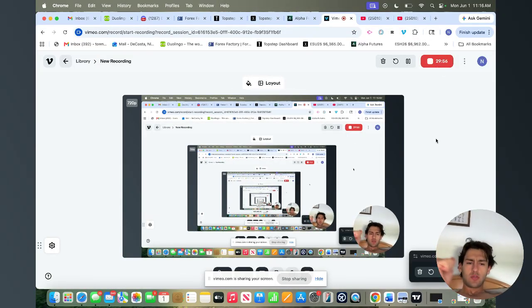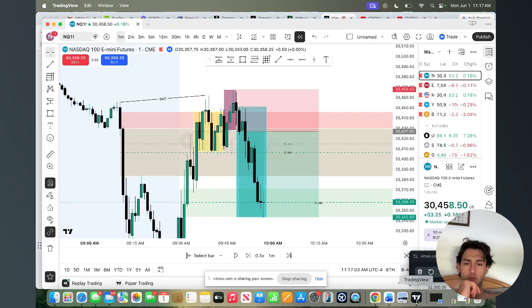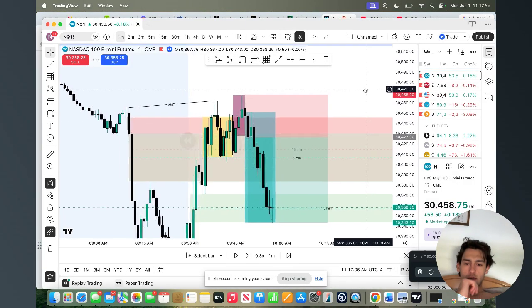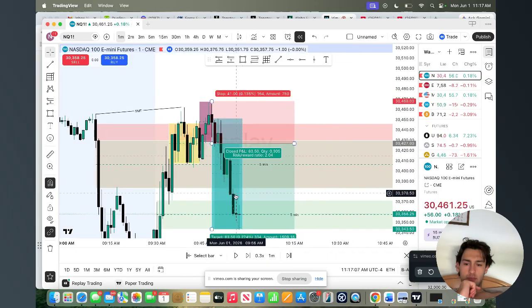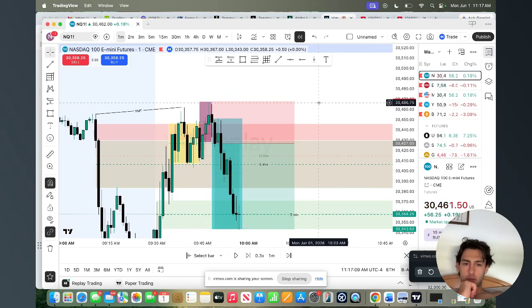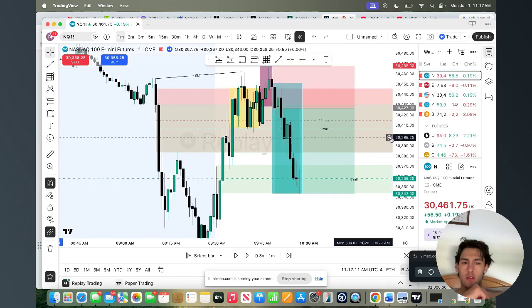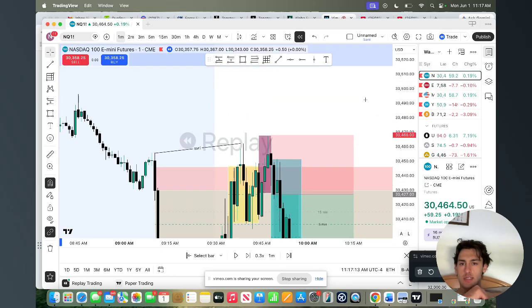Today was one of those really analytical days where you need to be patient with what you're doing. This is the trade setup. I was just doing a little recap, breaking it down on paper trading just to show how people could do it. So I'm going to break it down for you. Let's get started.